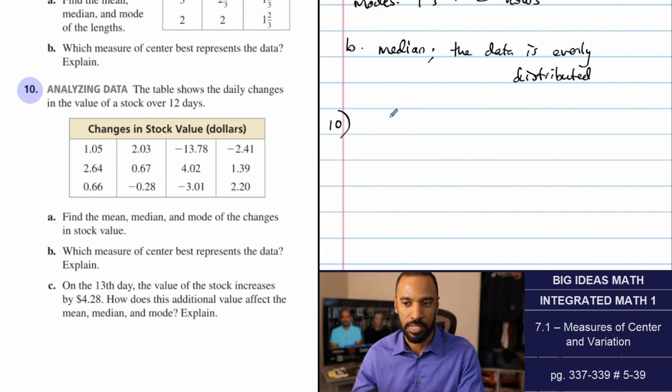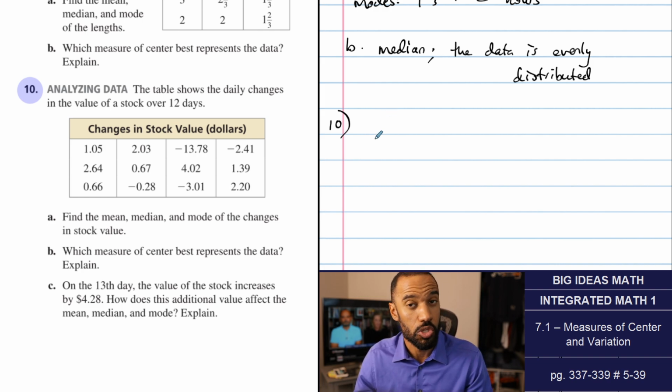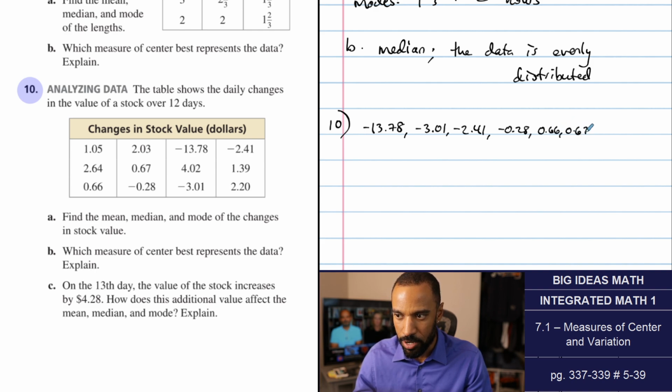Let me copy down the data first. Let's find the smallest number. Now, the smallest is the one that's the most negative, the largest negative. So, one day, it lost $13.78. That was the most. And then $3.01, $2.41 lost, 28 cents lost. It's all uphill from here, baby. We're now going, there's 66 cents and 67 cents. I'm looking at the $0 amounts. So 0.66 and 0.67. I'm actually going to run out of room on this single list right here. Is that 6 numbers? There are 12 numbers total. So those are my first 6.